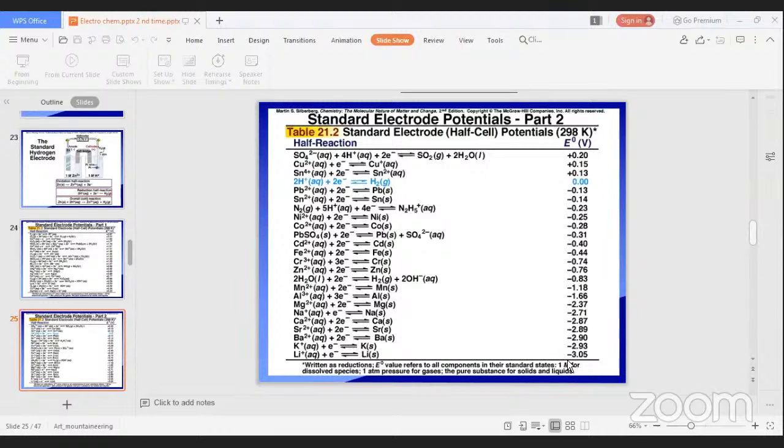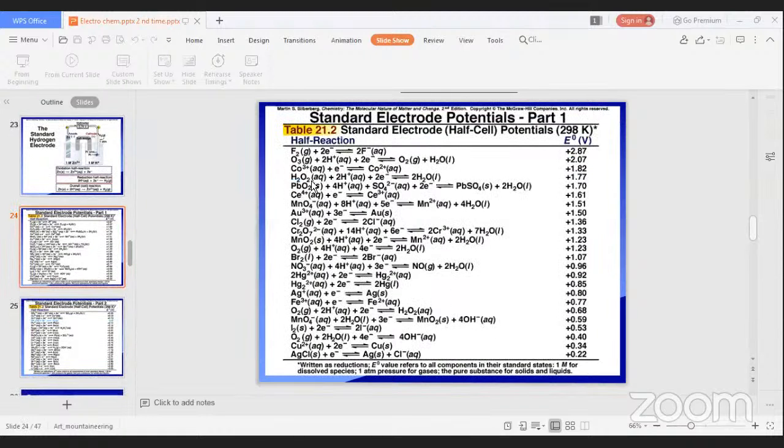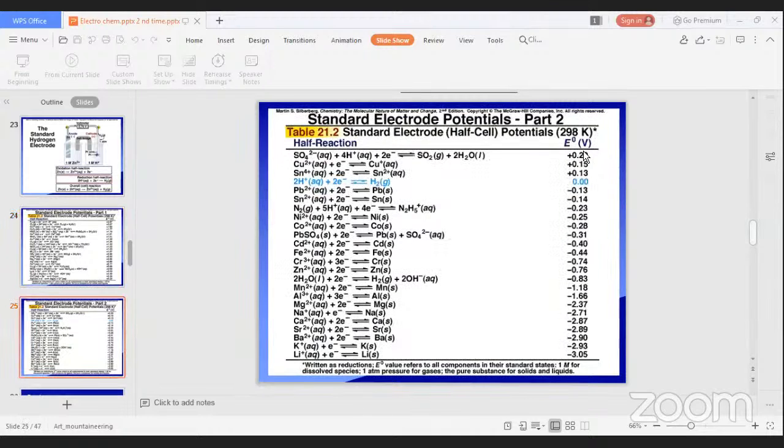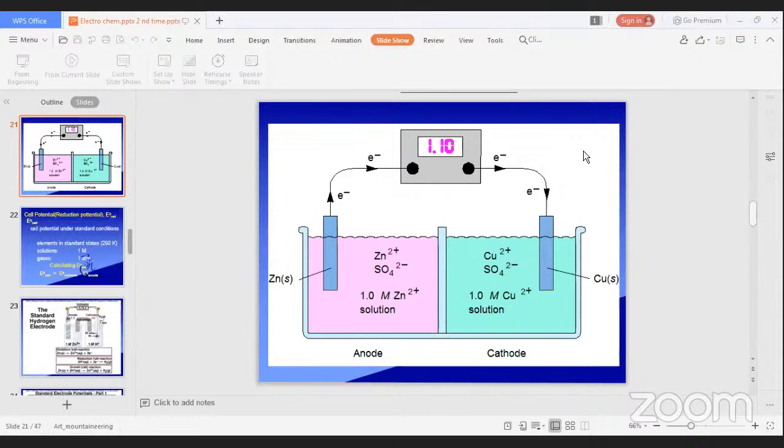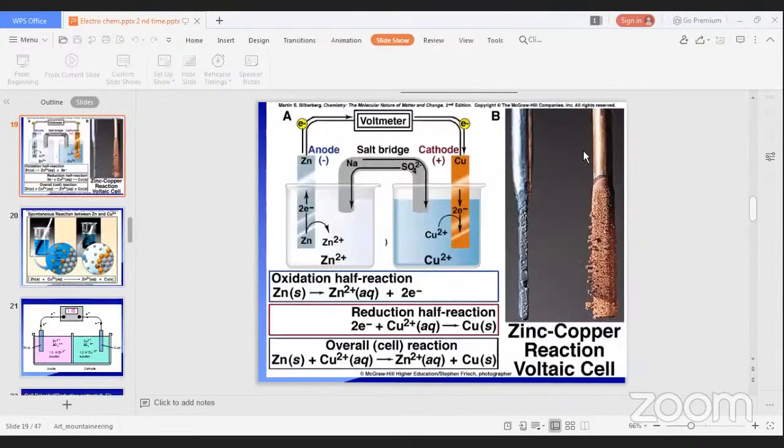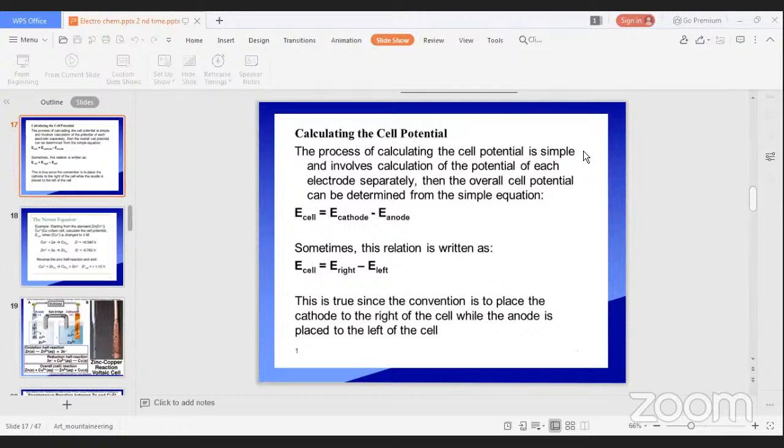That's why lithium can act as a strong reducing agent. That means it can reduce the other species. So it can act as a strong reducing agent. Fluorine can act as a strong oxidizing agent. Why? Because it has the highest E naught value, the highest reduction potential value. These are the standard values. I will explain in the next class how it happens.